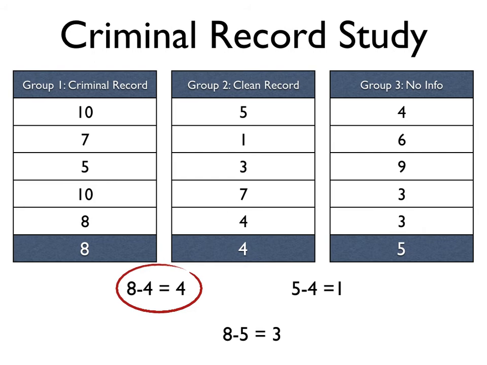So we can say in our omnibus test, where we got a significant F, this difference, the difference between the criminal record and the clean record, is what's driving that effect. We now know where that difference is coming from because of this post hoc test, this Tukey test.